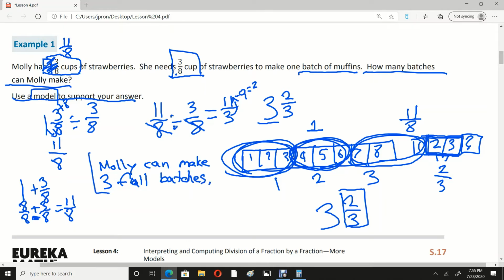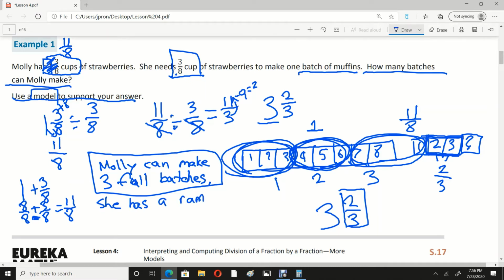Now, as far as I'm concerned, that's a complete answer. It's a full sentence. It answers my question. She can make 3 full batches. Now, if you want to include what we have in the remainder here, we could say that Molly has 2/3 of what she needs to make another batch, or we could say she has a remainder.